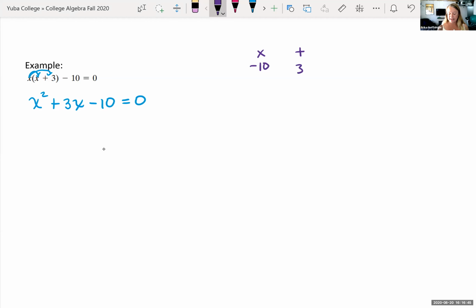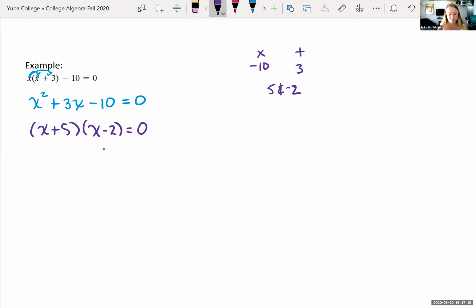I notice that I'm getting a negative number, so one has to be negative and one has to be positive when I multiply to get a negative. And I notice that when I sum those two numbers together, I have a positive number, so the larger one is positive. And 5 and negative 2 multiply to negative 10, and if we add those, we get 3. And so quickly we can factor this as x plus 5 times x minus 2. This is equal to 0.